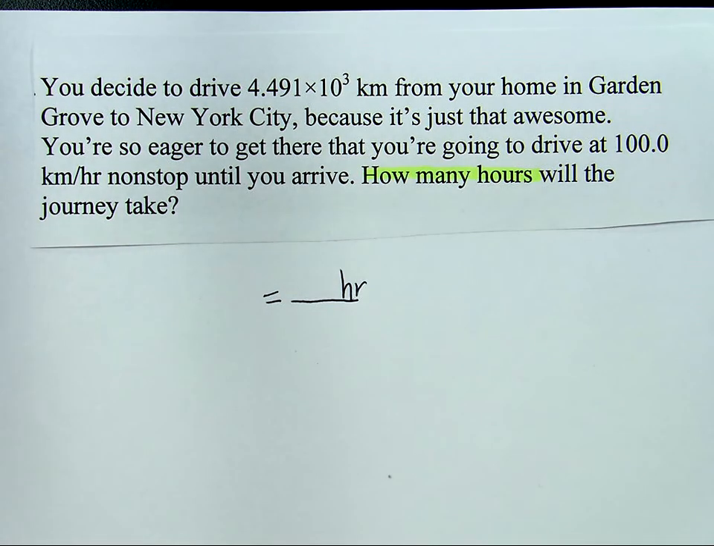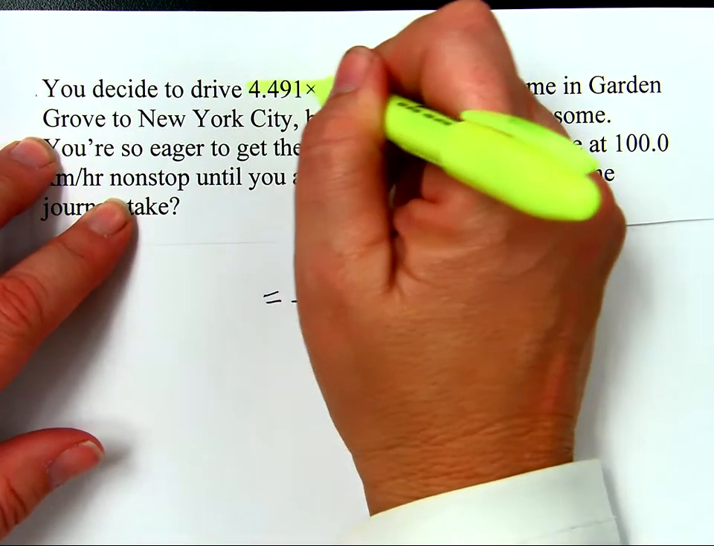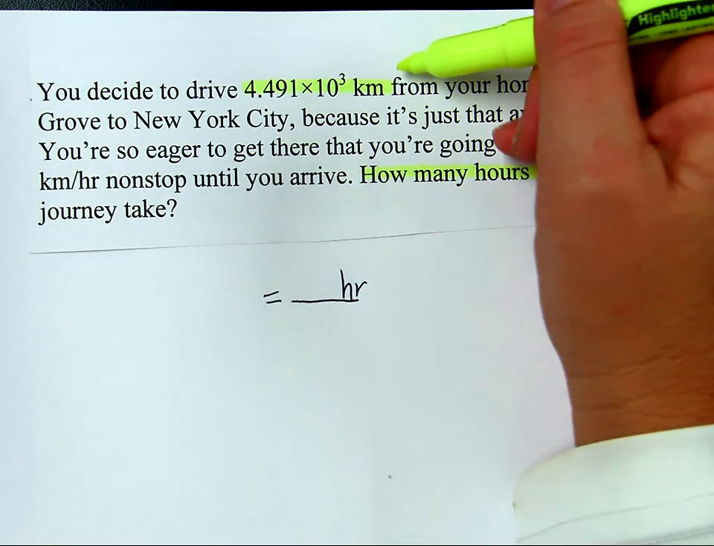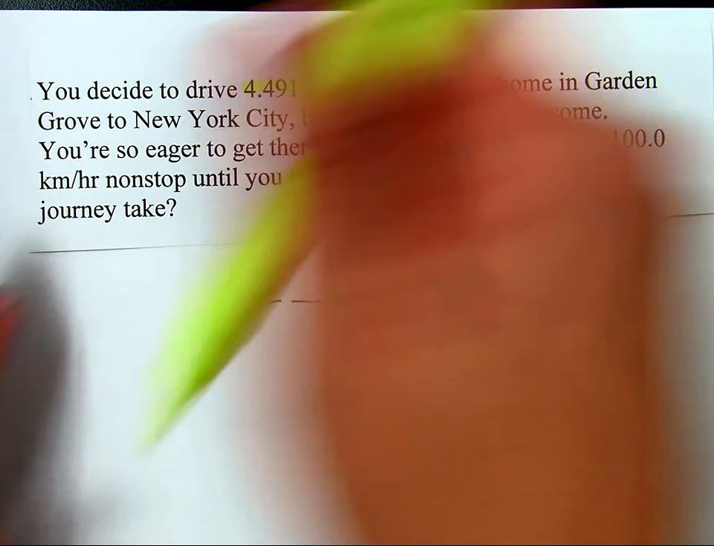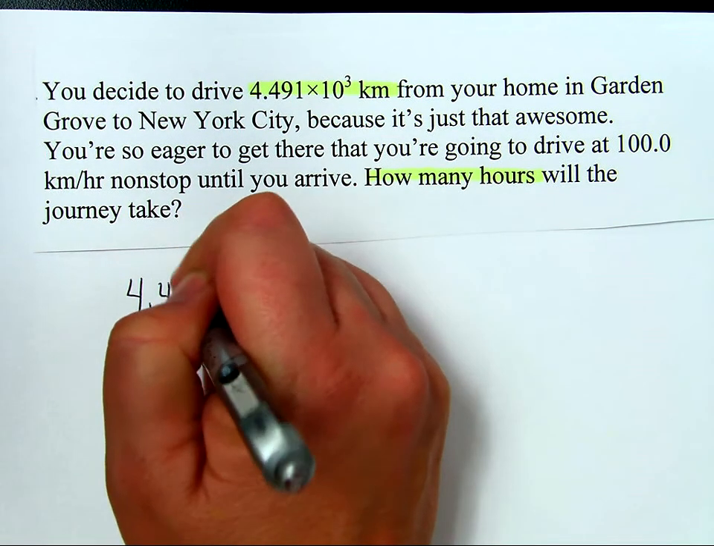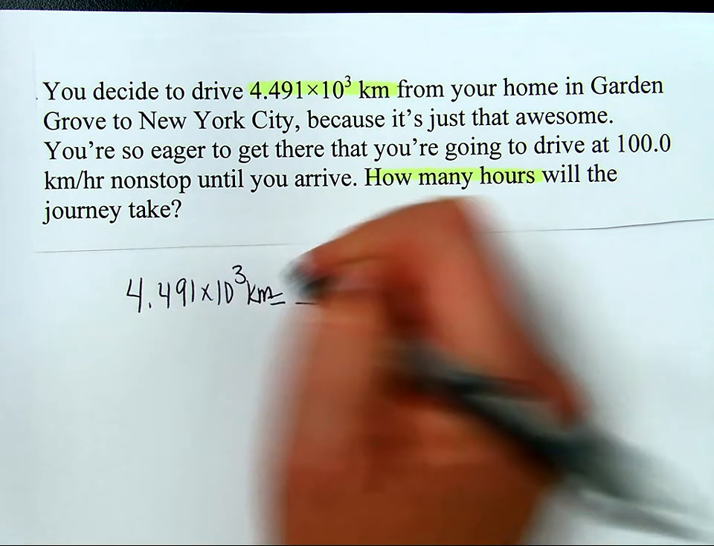Now, what is it we've been given? Well, up here at the top, 4.91 times 10 to the third kilometers. You should be able to recognize that that kilometers unit is a distance. So that's what goes here. We have 4.91 times 10 to the third kilometers.